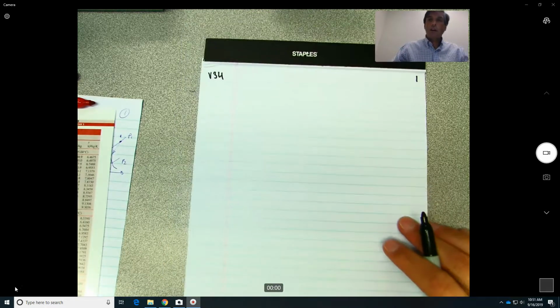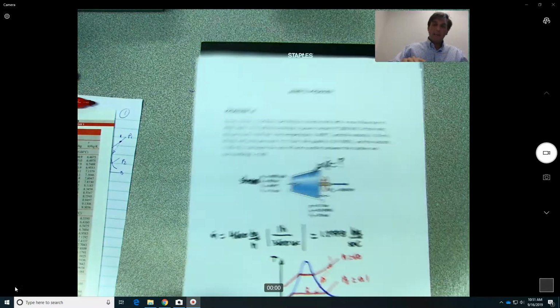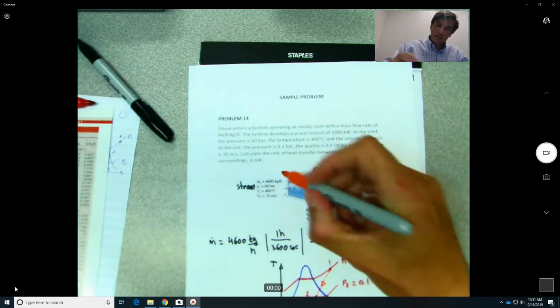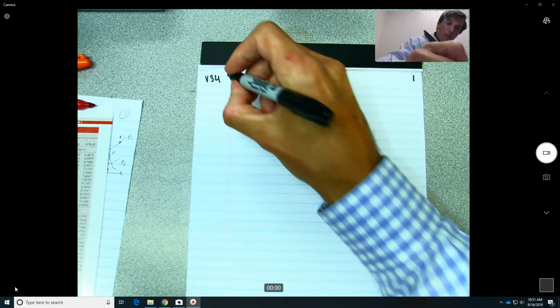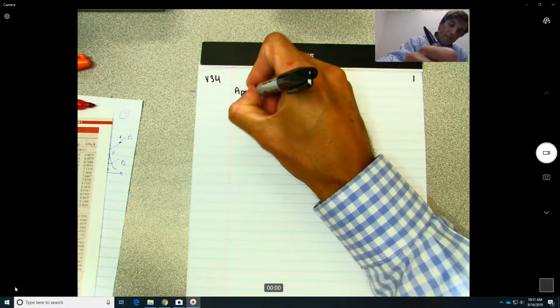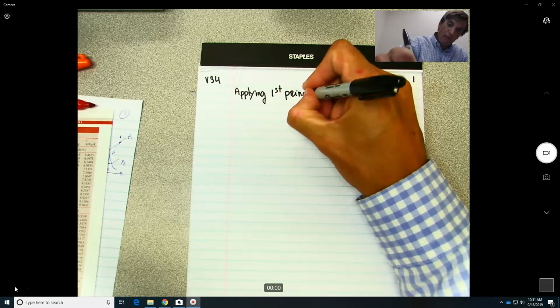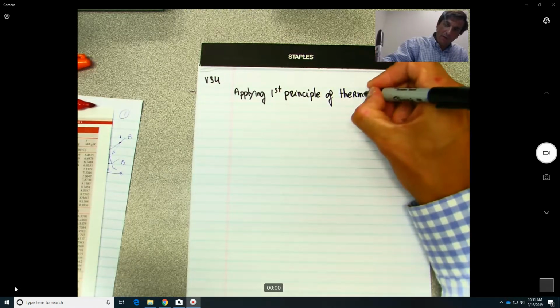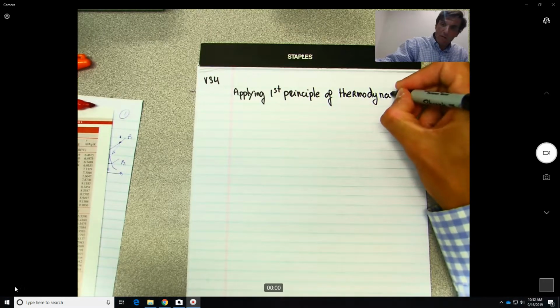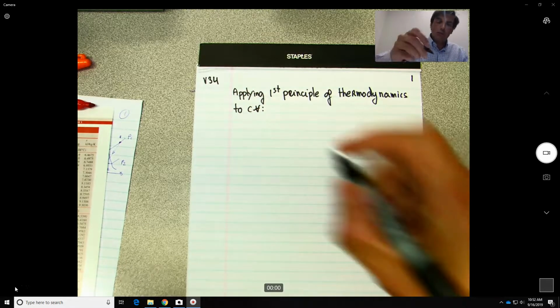So basically what we have over here is, on this figure again, this dashed line will be our control volume. So applying the first principle of thermodynamics to the control volume. What do we have?